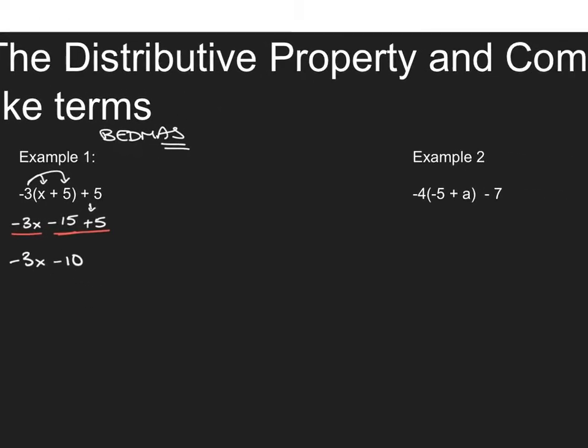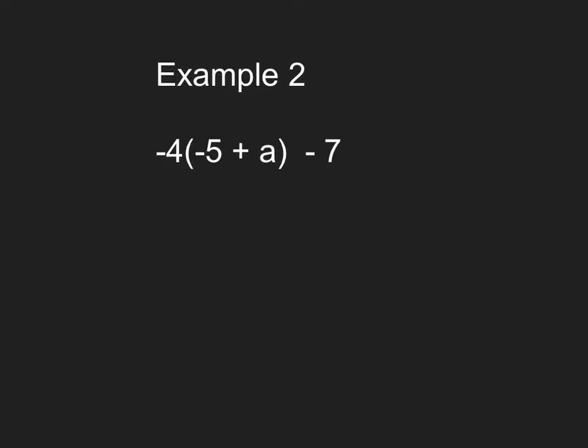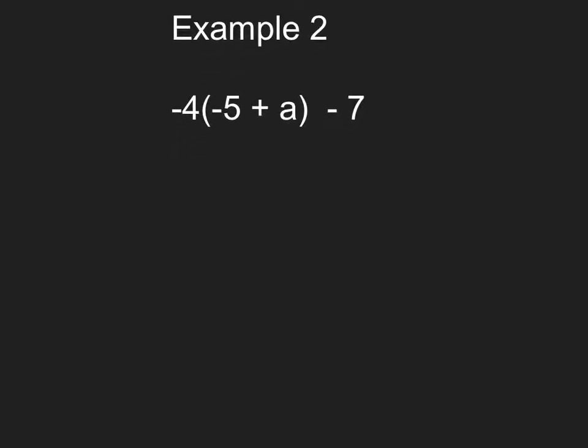Okay, let's check out this next one. Again, it's useful to maybe pause the video at times, do the question, and then see if you've done it correctly. All right, so let's distribute first. So -4 times -5, that's going to give me positive 20. -4 times a positive a, that gives me -4a.